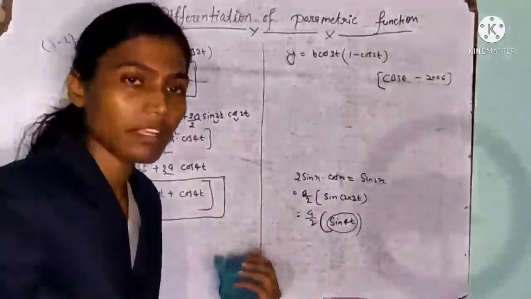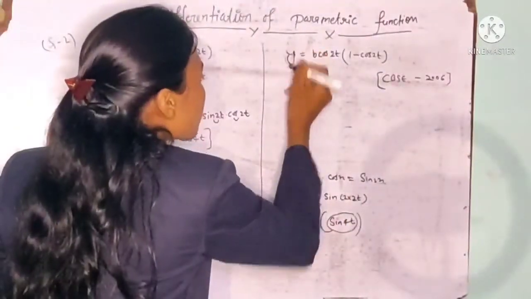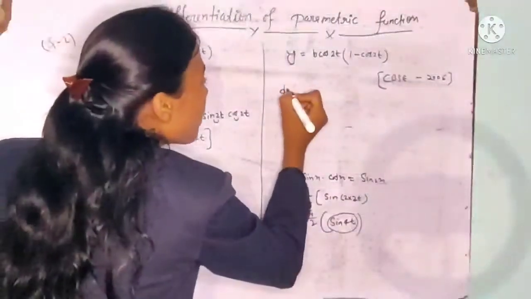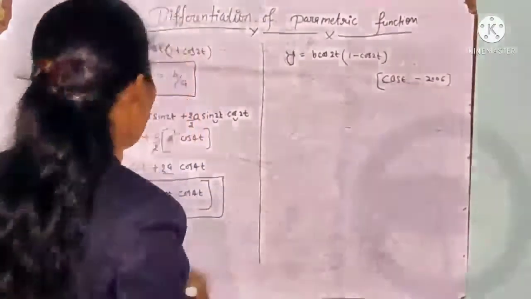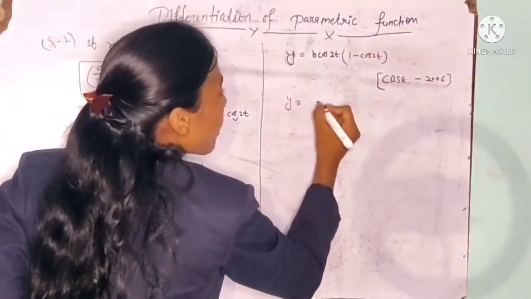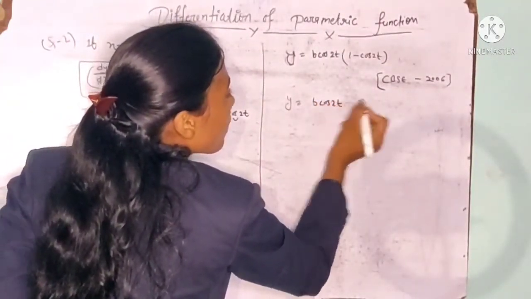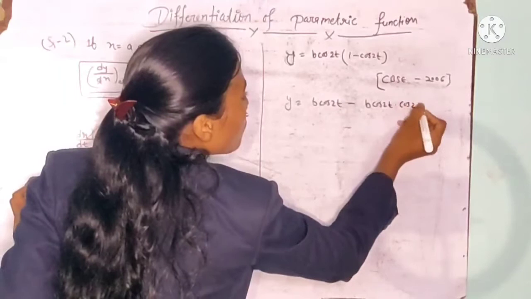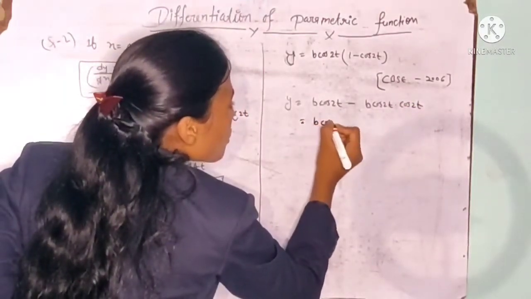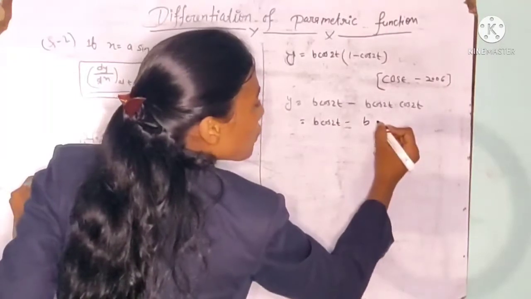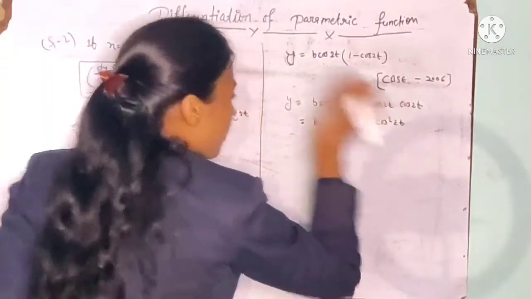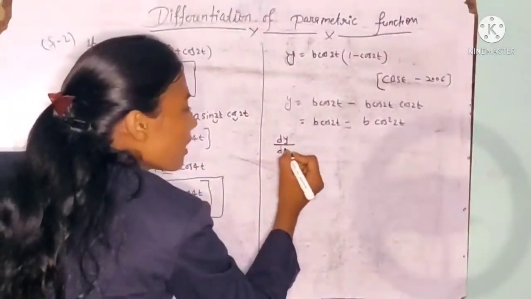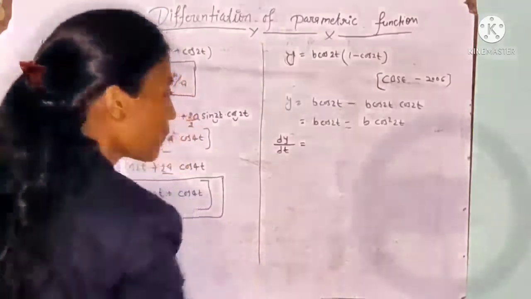What is that approach? Here we also find dx by dt, and the same way here we find dy by dt. So here, we just separate these functions. y is equal to b cos 2t minus b cos 2t into cos of 2t. Now b cos 2t minus b cos 2t into cos 2t, which is cos square 2t. Now we arrange these functions, then find the derivative of y with respect to t.